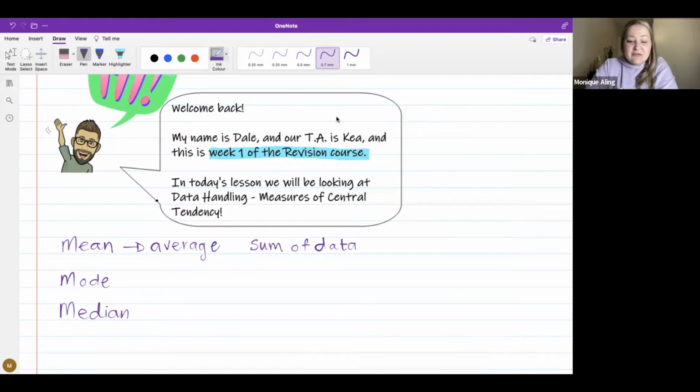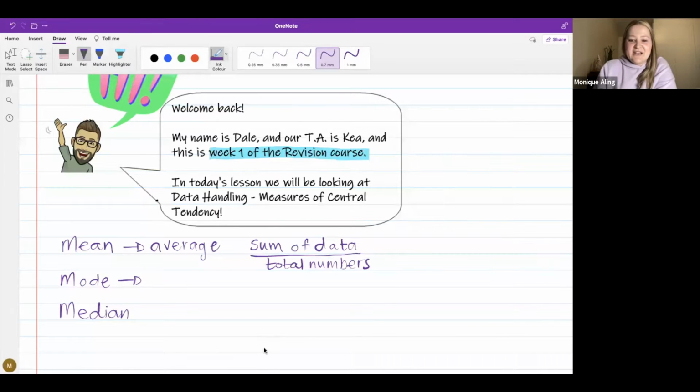But I see a Zoom user has said, add all the numbers and divide it by the total numbers. Fantastic. So our sum of our data, we add all the numbers, and divide by the total numbers in our data set. Okay, fantastic. And then mode. What is the mode of a data set?